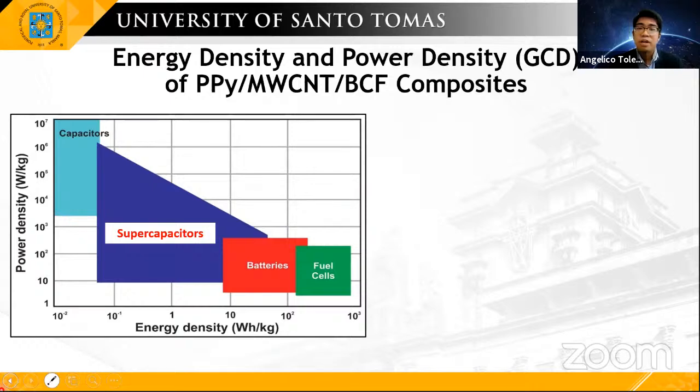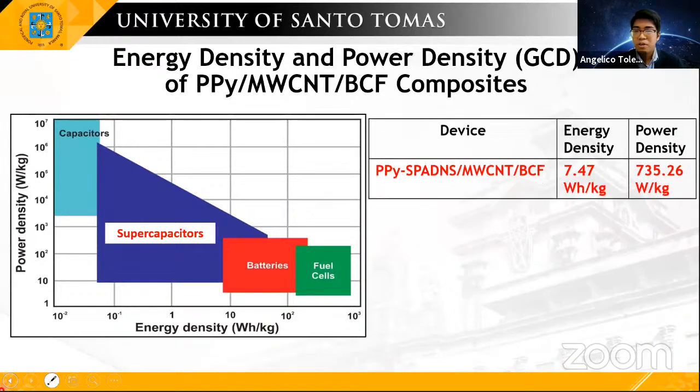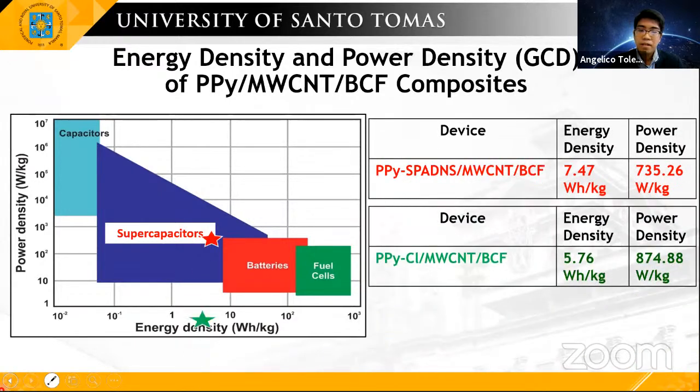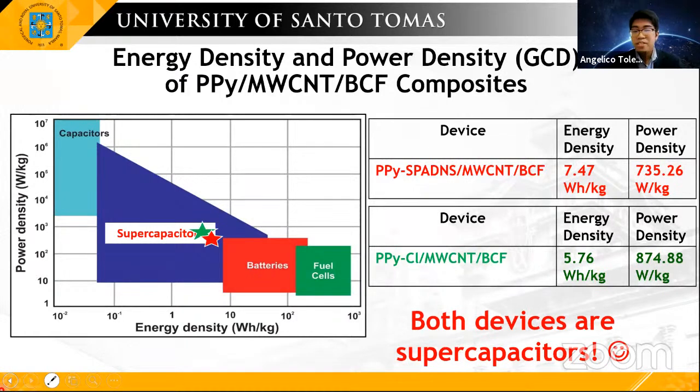So using the binary composites to calculate for the energy density and the power density of polypyrrole multi-wall carbon nanotube BCF composites, the big question here is: is this really a supercapacitor? So calculations show that both devices are supercapacitors.